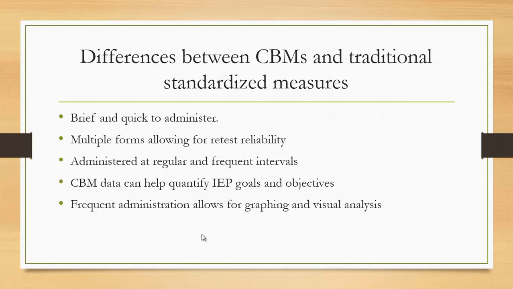The frequent administration also allows us to graph and get a visual analysis of how students are performing. If we see a graph and we see an increasing slope, we know that what we're doing is working. If we visually analyze a graph and we see sort of a flat line, we can determine that the student isn't making progress. Either the intensity or the intervention then needs to change.